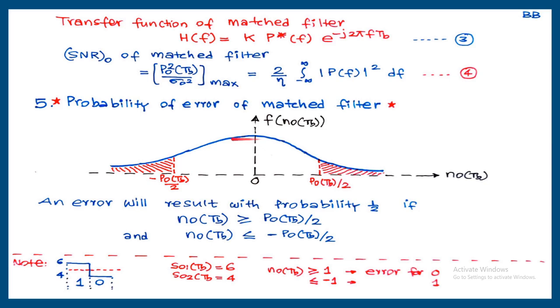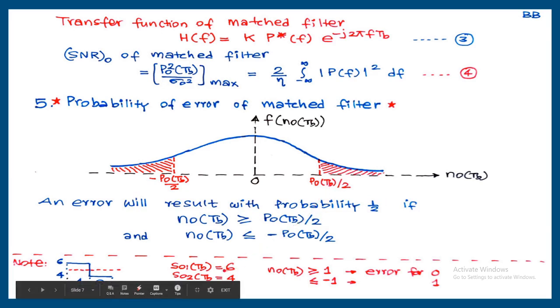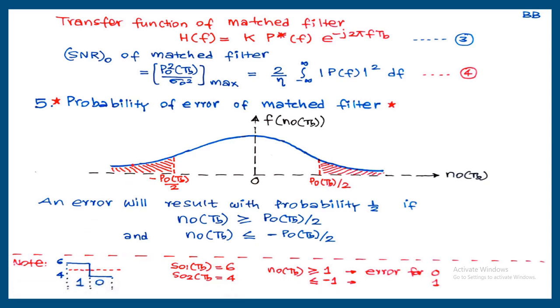It is white Gaussian noise, that is why I am showing a Gaussian probability distribution here. This is a Gaussian or normal probability distribution with mean m equal to 0. X-axis is noise n0 Tb, y-axis is probability density function f of n0 Tb. An error will result with probability half if n0 Tb is greater than or equal to P0 Tb by 2. So this is clear from this example. See the example written under note.